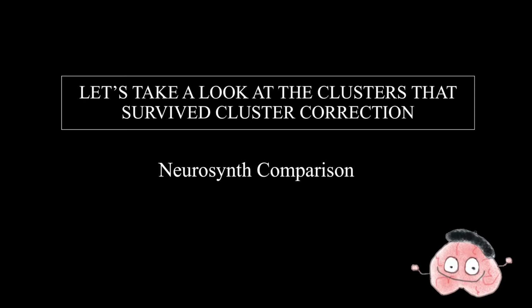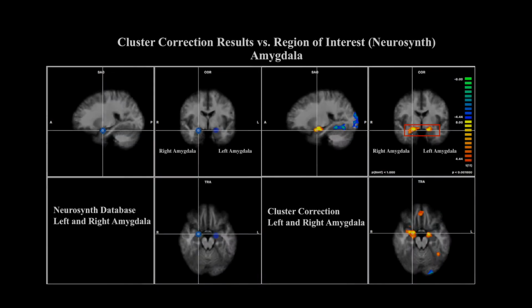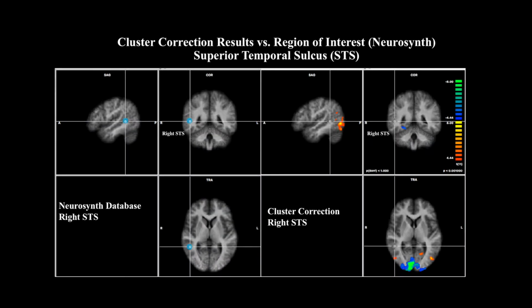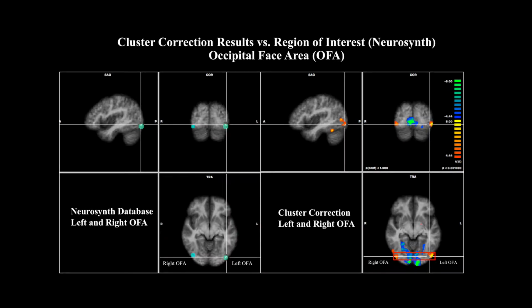Let us take a look at what survived the cluster correction. Once again, we are comparing this to the NeuroSynth database. On the left, we have the NeuroSynth database, and on the right, we have the areas that survived the cluster correction. For the fusiform face area, we can see that there is still activation in the left FFA, but not the right in the cluster-corrected data. For the amygdala, we can see that both the left and right amygdala are active in the cluster-corrected data. For the STS, we can see that there is no STS activity that is preserved in the cluster-corrected data. For the OFA, we can see that both left and right OFA are preserved in the cluster-corrected data.